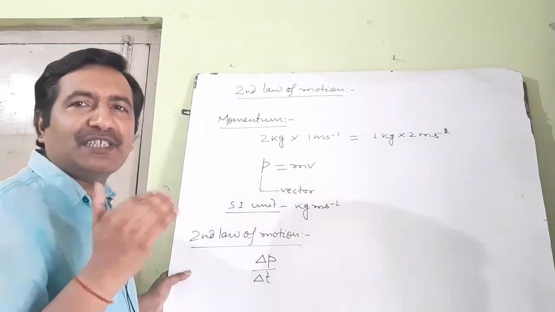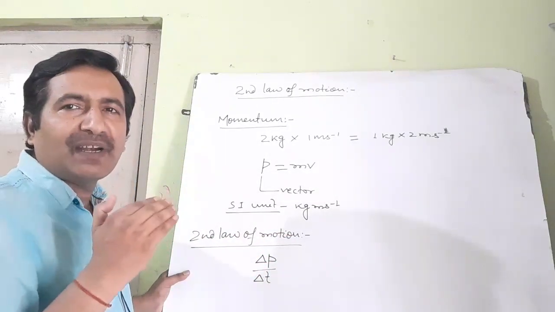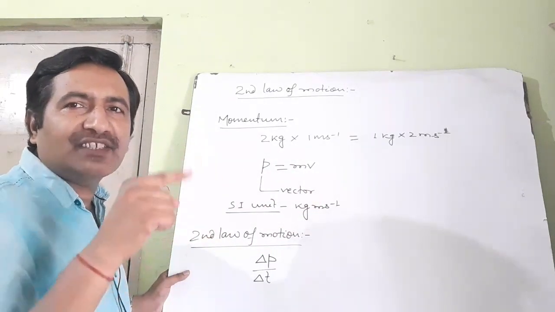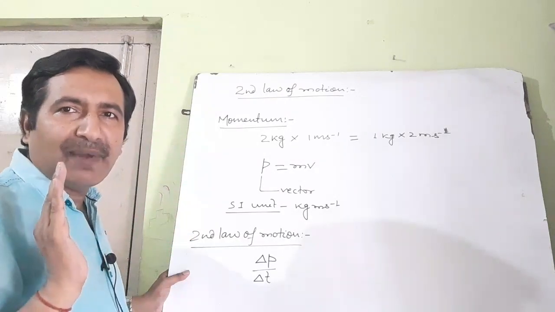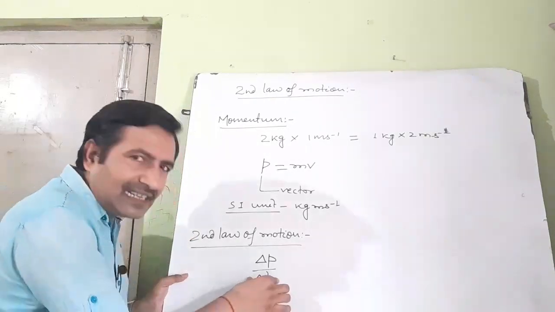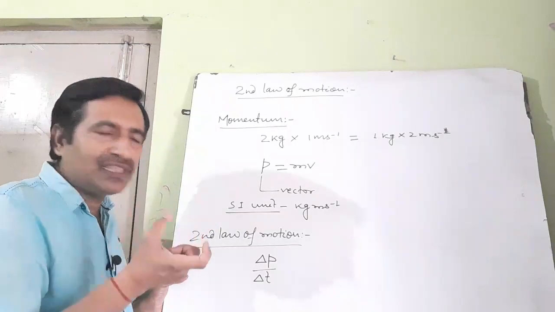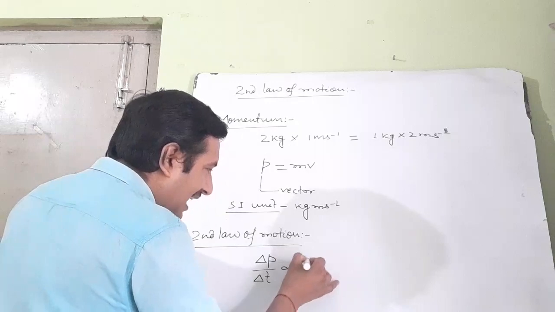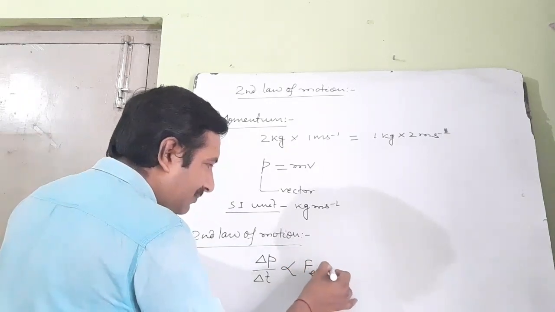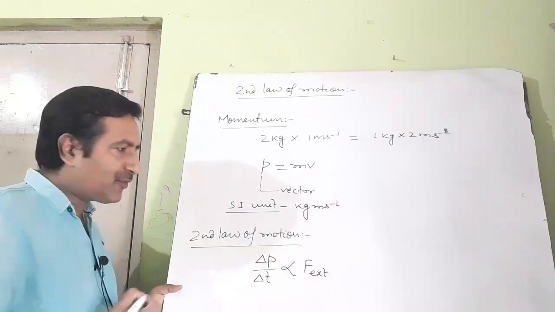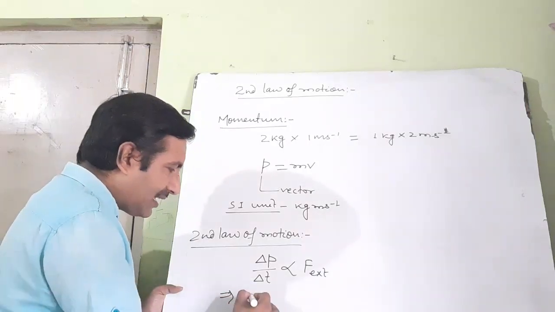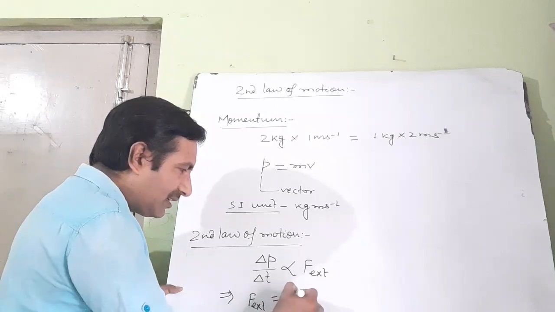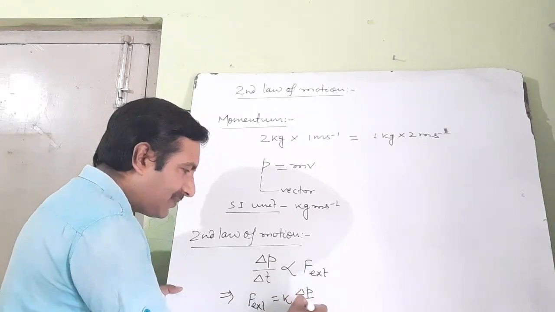Suppose the momentum has been changed from 2 kg meter per second to 3 kg meter per second. Then delta P is 3 minus 2, means 1 kg meter per second. Got it? And this delta T is the duration of time within which this has been changed. So this is proportional to the applied external force, F external. Got it? And from here you can write F external is equal to small k delta P by delta T.